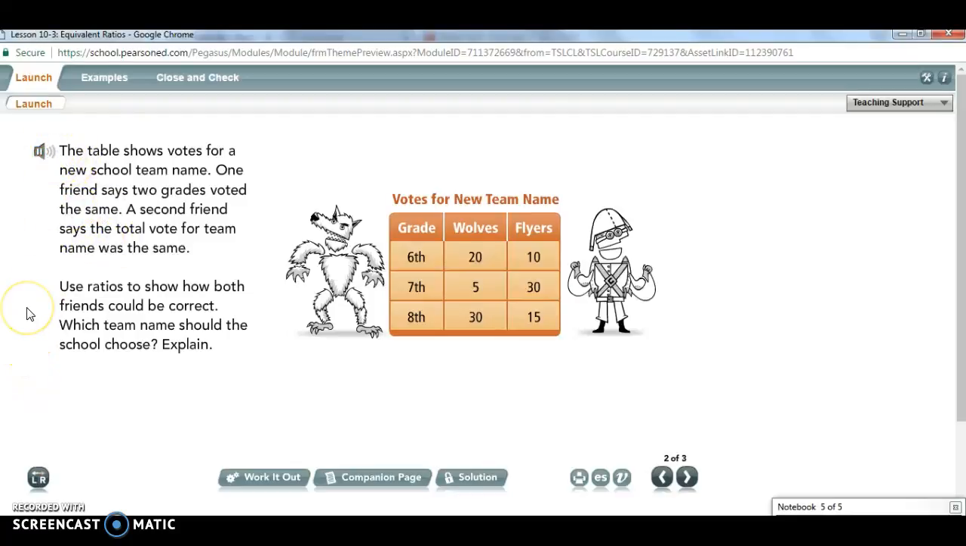The table shows votes for a new school team name. One friend says 2 grades voted the same. A second friend says the total vote for team name was the same. Use ratios to show how both friends could be correct. Which team name should the school choose? Explain.